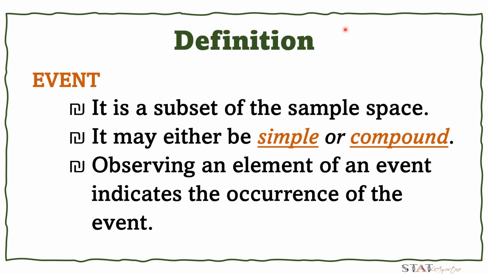So if I have just one outcome, let's say 6, that is a simple event. Then the event of getting an odd number, for example, in a die I can have the 1, 3, or 5. When a die is rolled, it is called a compound event since it consists of 3 outcomes or 3 simple events. So in general, a compound event consists of 2 or more outcomes or simple events. That's the definition of an event, and another one is that observing an element of an event indicates the occurrence of the event.